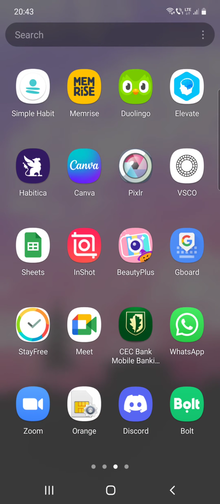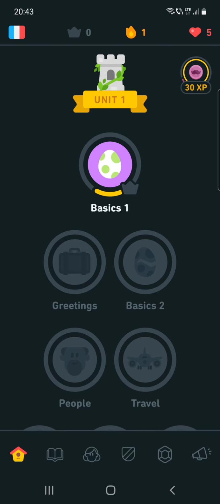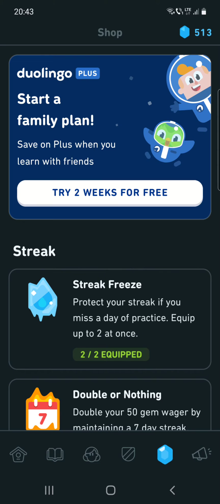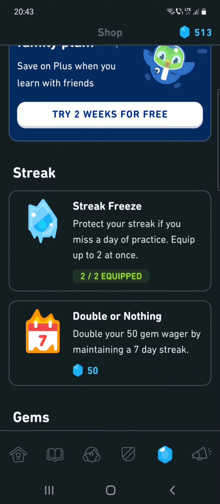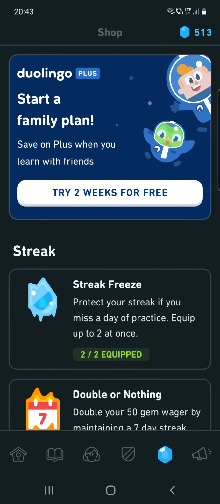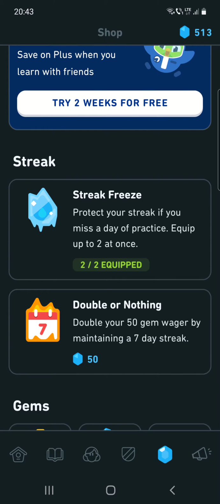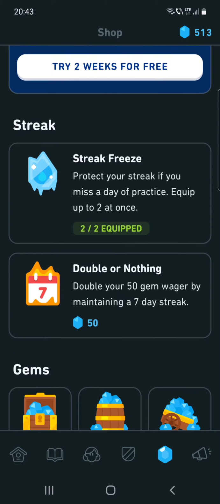So first open the Duolingo app and after that, at the bottom of the screen, you can see the fifth icon is a gem. So it says that you can buy streak freeze, which is to protect your streak if you miss a day of practice and keep up to two at once.